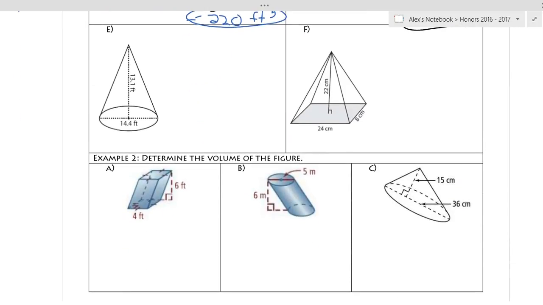Alright, now I'm getting into cones and pyramids. The only thing that changes with these is I'm not completely stacking the whole thing by its height. I'm taking 1/3 of it. Well, not every time, but I'm multiplying the whole thing by 1/3.